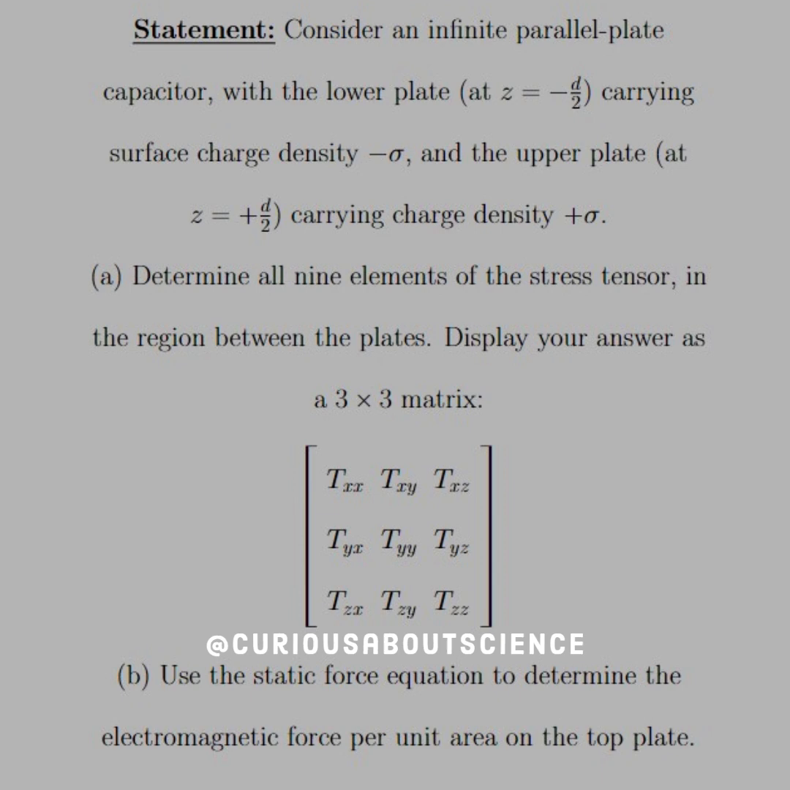All right, so the statement reads: consider an infinite parallel plate capacitor with lower plate at z equal to negative d over 2, carrying surface charge density negative sigma, and upper plate at z equal to positive d over 2, carrying charge density plus sigma. A. Determine all 9 elements of the stress tensor in the region between the plates. Display your answer as a 3x3 matrix. B. Use a static force equation to determine the electromagnetic force per unit area on the top plate.